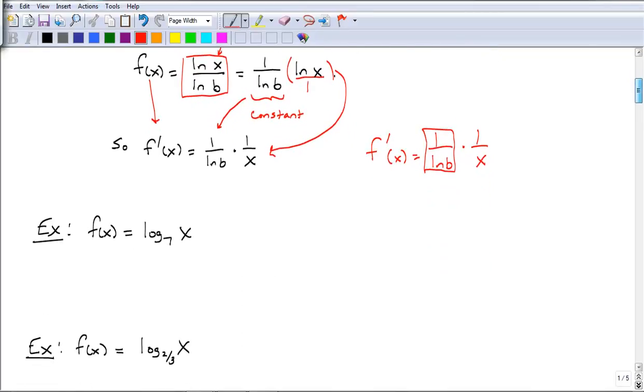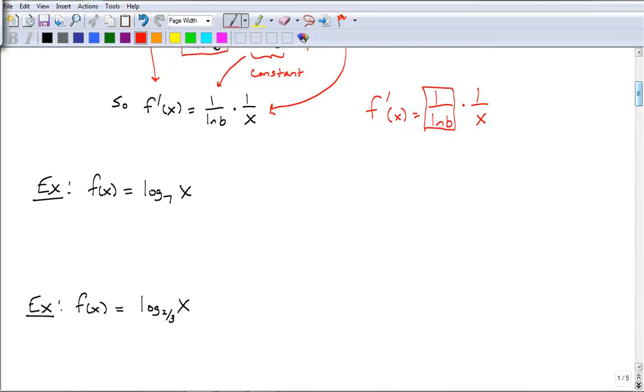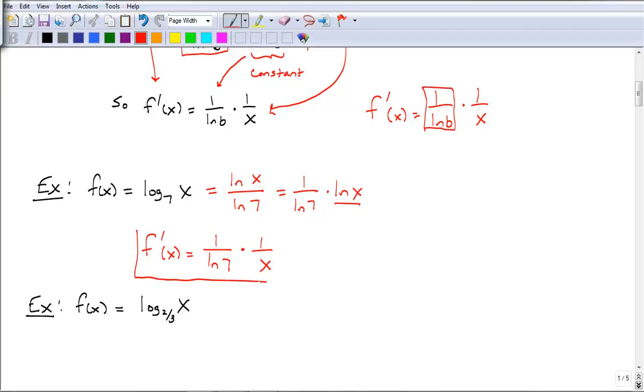So let's look at some examples of this. For example, the log base 7 of x. You can either remember the derivative right off, 1 over natural log of 7 times 1 over x. Or, if you wanted to, you could rewrite this using the change of base formula, which is 1 over the natural log of 7 times the natural log of x. So when I find the derivative of this thing, 1 over natural log of 7 is a constant. That was the natural log of b in the general case above. And the derivative of the natural log of x is 1 over x. And that's it. So when you have a log, you have to divide by the natural log of the base.